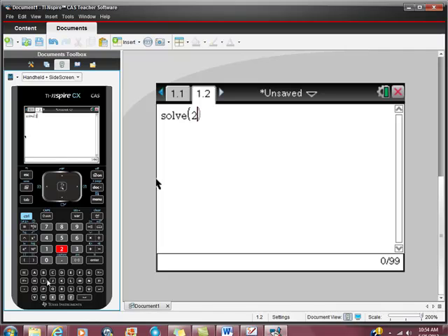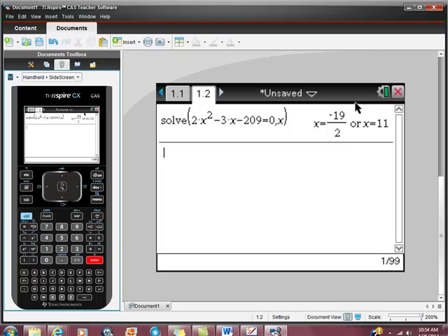So that's 2x squared minus 3x minus 209 equals 0. And then after that, you're going to put comma x. That indicates that this whole equation you're solving in terms of x. After that, you could just hit enter. And this is your two possible answers for x.